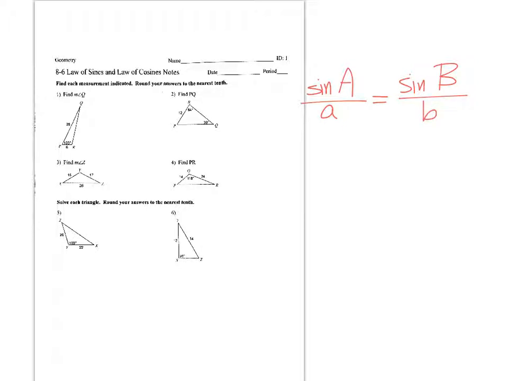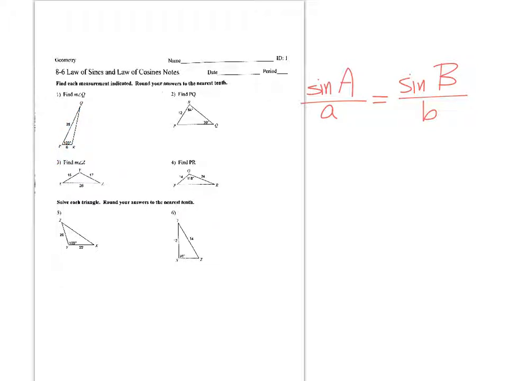In these particular problems, the difference is that these work for any kind of triangle. They don't have to be right triangles like we did in the previous lesson. So let's take problem number 1 here. It says find the measure of angle Q. Angle Q, its side is 6. The side is always opposite the angle. So side Q is 6.